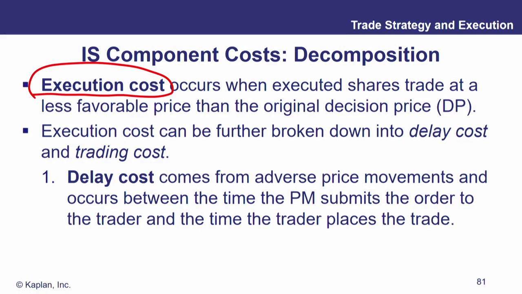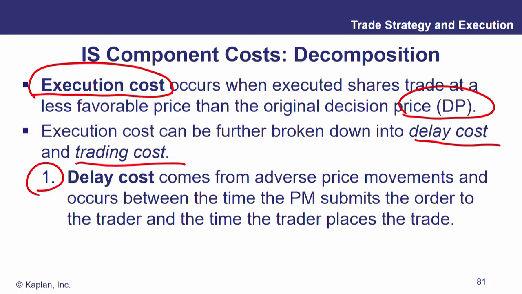They're market impacts and execution cost. So let's look at the execution cost. This occurs when executed shares trade at a less favorable price than that original decision price, or DP. We can break execution cost down into two components: delay cost and trading cost.